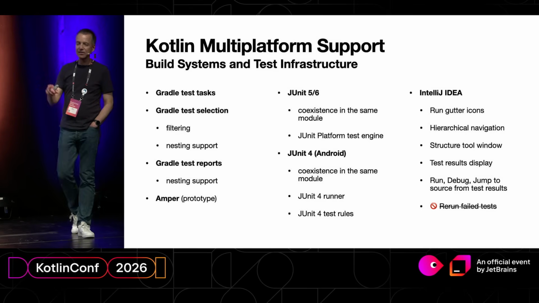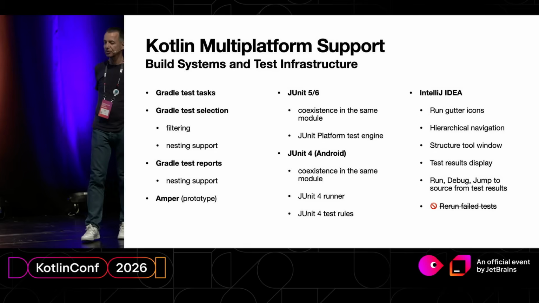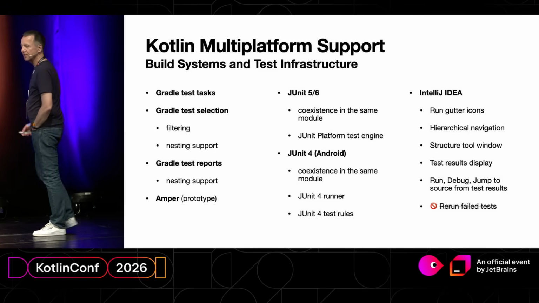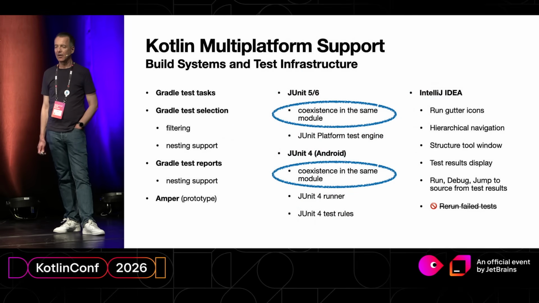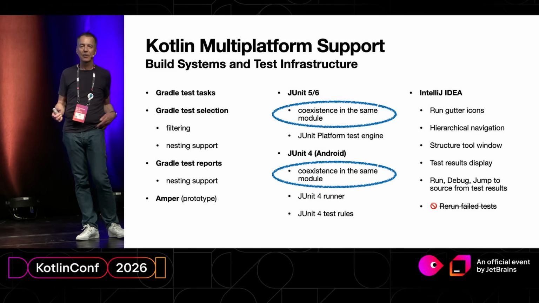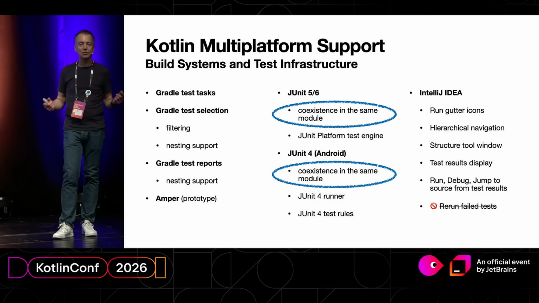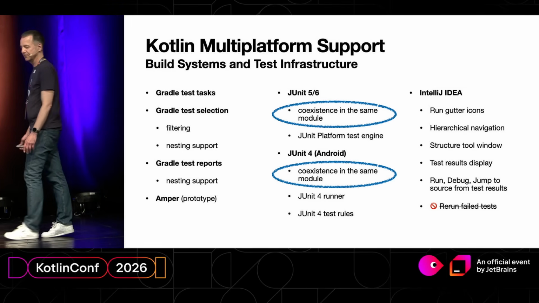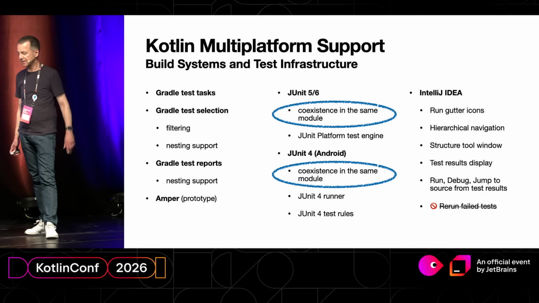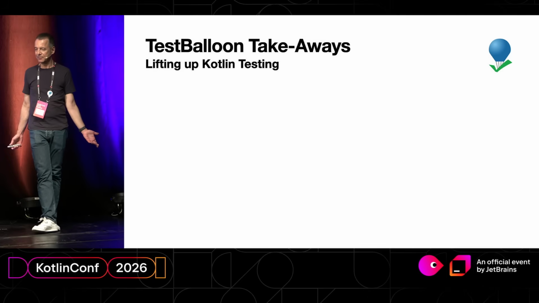And what's even supported here, it's still called Amper. Now it's the Kotlin toolchain. Even TestBalloon runs with that. And on JUnit 5 and 6, also on JUnit 4, TestBalloon can coexist with other JUnit frameworks in the same module. So if you migrate, you can do so at your own pace. In IntelliJ, you have run gutters, hierarchical test tools, test results window, what you would expect.